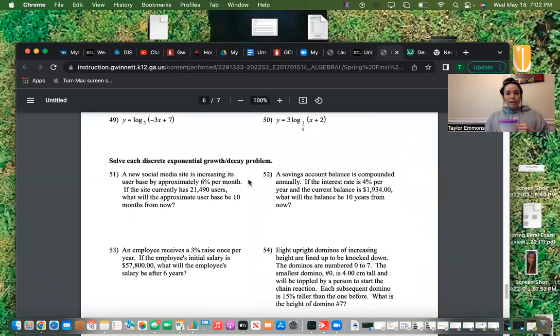A new social media site is increasing its user base by approximately 6% per month. If the site currently has 21,490 users, what will be the approximate user base in 10 months from now?